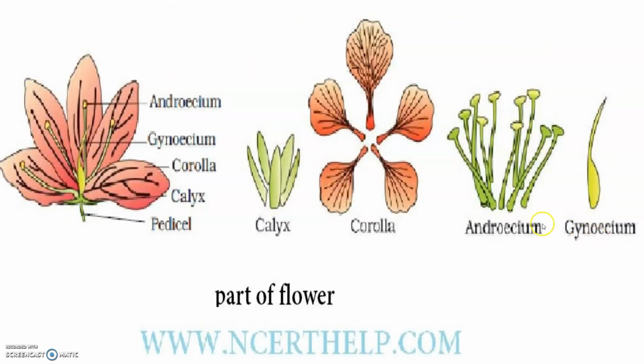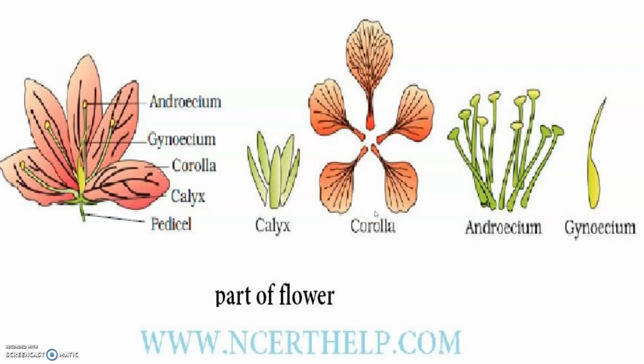Parts of a flower. Each flower normally has 4 floral whorls: calyx, corolla, androecium and gynoecium. Calyx. Calyx is the outermost whorl of the flower, and its members are called sepals. Generally, the sepals are green, leaf-like, and protect the flower in the bud stage. And the calyx may be gamosepalous, that is, sepals are united, or they may be polysepalous, sepals are free.